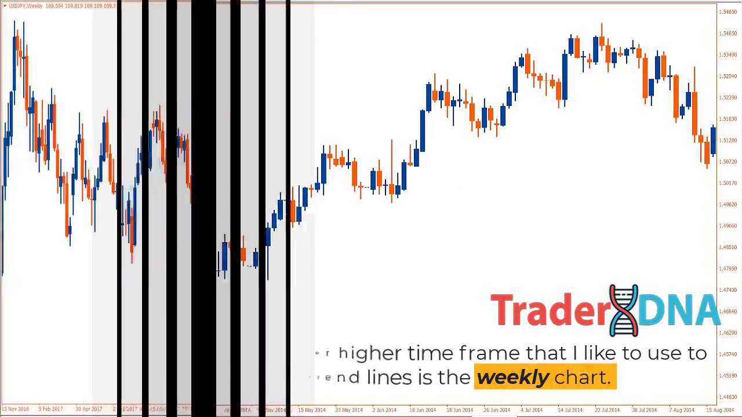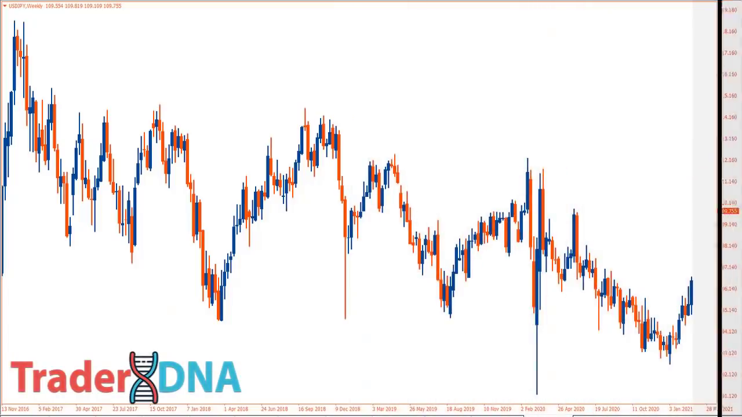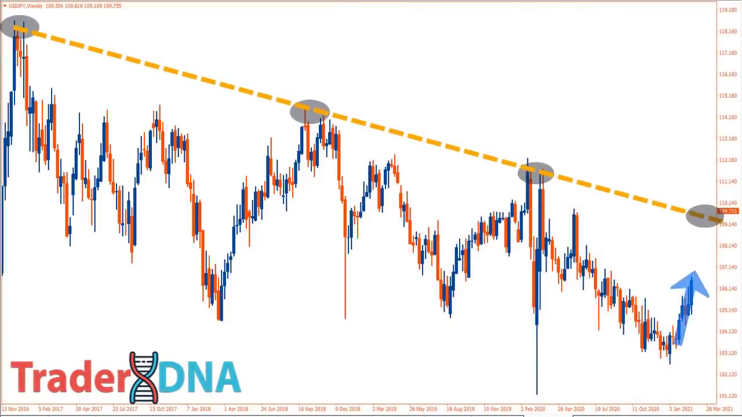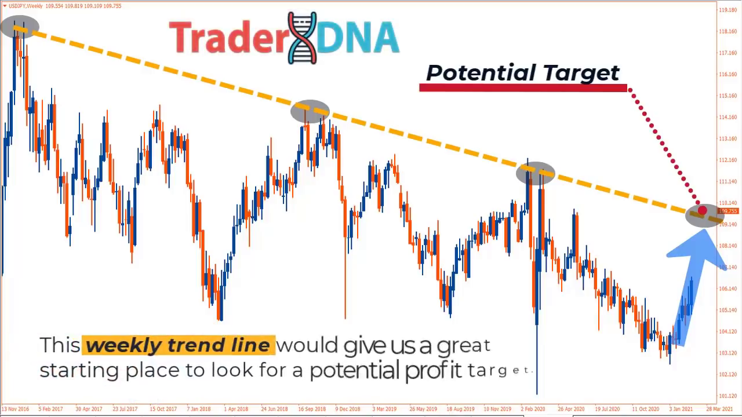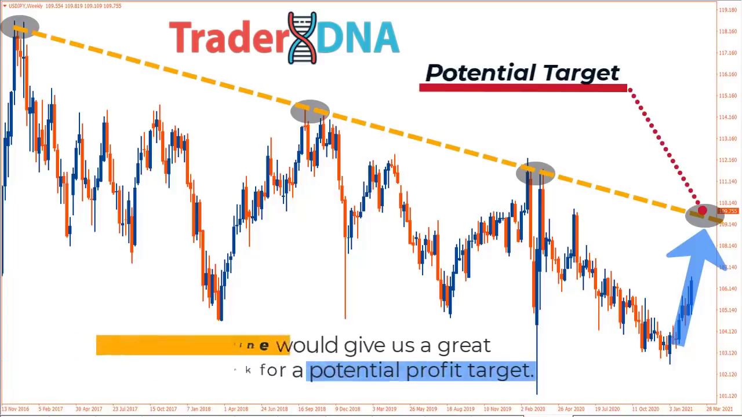Here is a great example of how a weekly trend line on United States dollars JPY can be used to identify a potential target. The chart shows a weekly trend line that can be extremely useful to identify a potential target for United States dollars JPY. The daily time frame is in an uptrend at the moment, so this weekly trend line would give us a great starting place to look for a potential profit target.